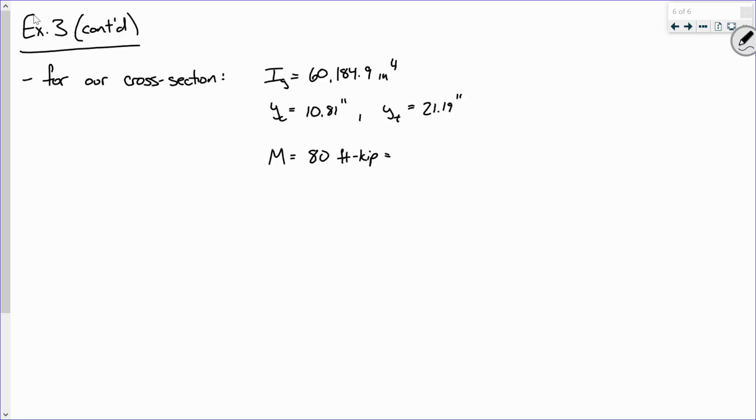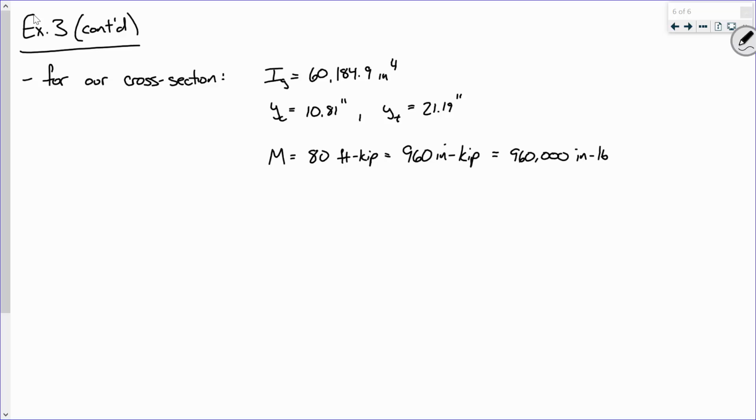How do I do that? Do we multiply by 12 or divide by 12? Multiply. So that's inch kips. And to produce usable results in values like PSI, pounds per square inch, I'm going to turn this into inch pounds by multiplying by 1,000. There we go. Inch pounds. Everybody okay with that?